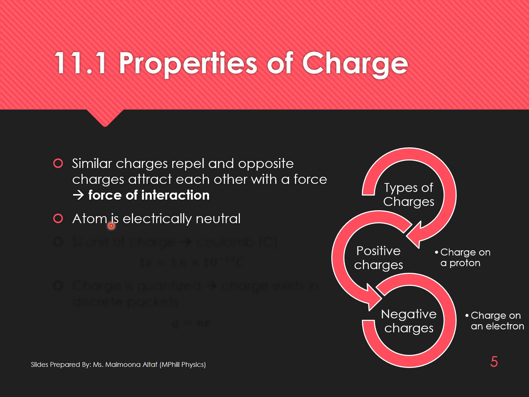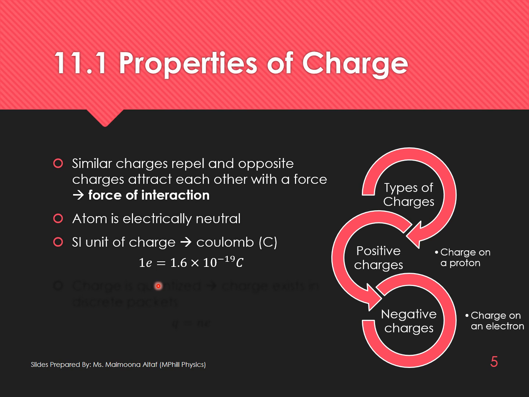The SI unit of charge is Coulomb, and the charge on an elementary particle in terms of Coulomb is equal to 1.6 × 10^-19 Coulomb, while this is the charge on an elementary particle.